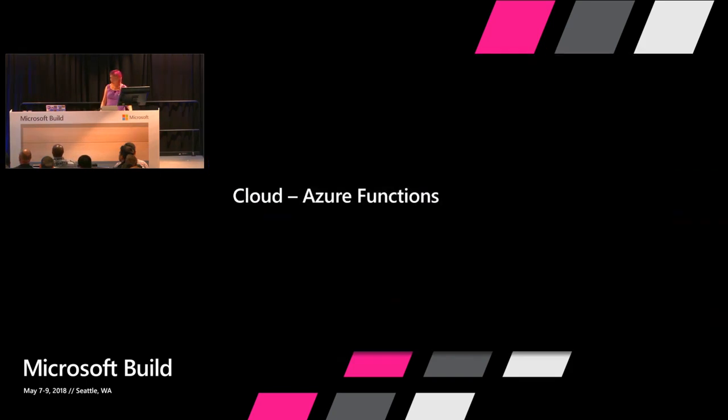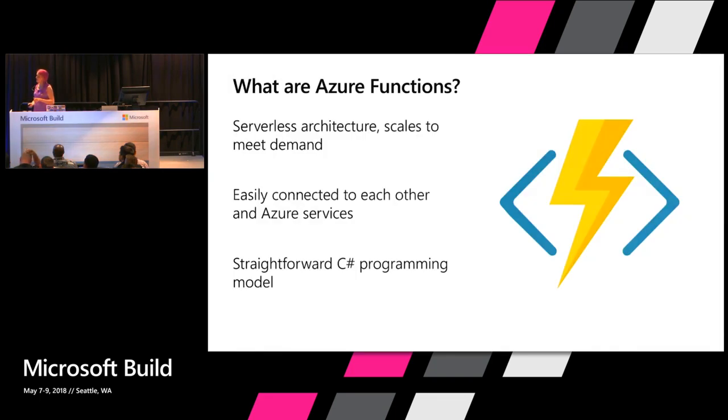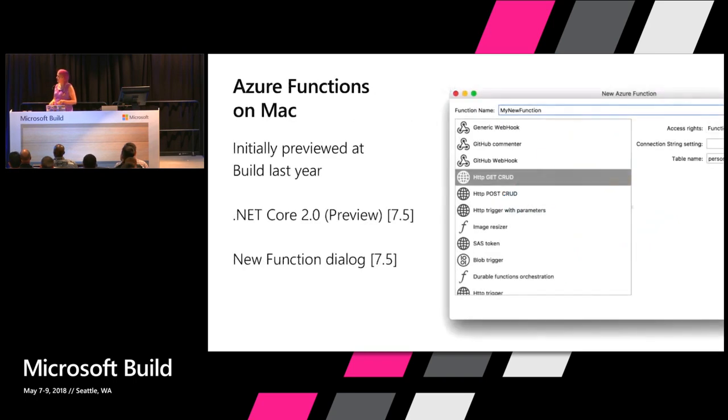Now I kind of got things out of order a little bit because I forgot to tell you what functions were first. So does everyone here know what Azure Functions are? Okay, some people didn't nod, so the quick summary is they're a serverless architecture, so you can write a function, upload it into the cloud, and then it scales out depending on how much it's being called. They're super easy to connect to each other and to various Azure services like queues and blob storage and so on. And there's a very straightforward C# programming model that you just saw, but you can also use it with other languages, just not in VS for Mac.